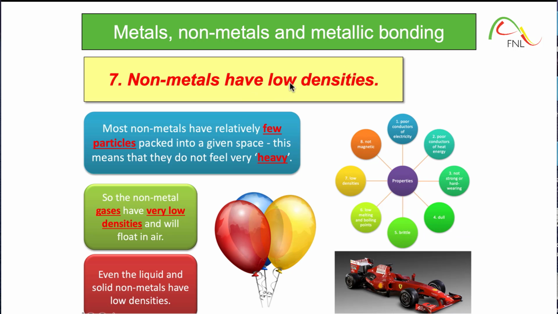Non-metals have low densities. Most non-metals have relatively few particles packed into a given space. This means they do not feel very heavy. Right, got it. So non-metal gases have very low densities and will float in air. Even liquid and solid non-metals have low densities. This fantastic, wonderful Ferrari racing car, Formula 1 over here, is actually made of carbon, a non-metal. Carbon graphite, and it's very, very strong, as the drivers are very happy about.